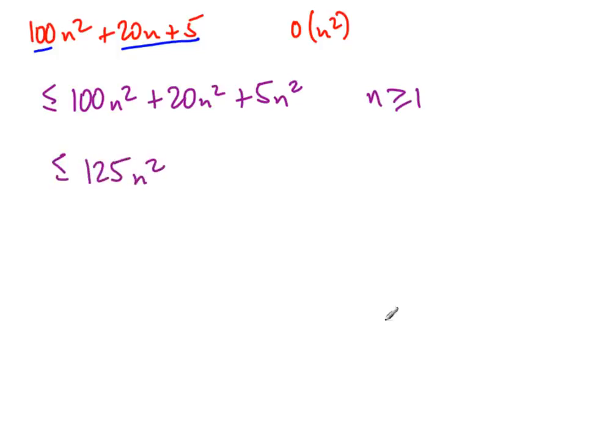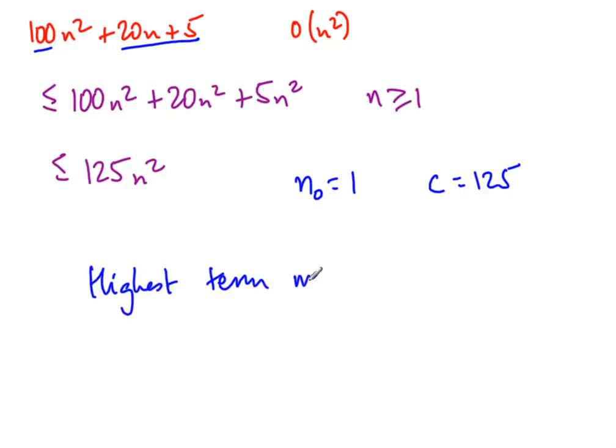Right? So what we have here is that n0 is 1 and c is 125, and now we have this thing is less than c times n squared, and so this is big O of n squared. So really only the highest term matters. Right? So if I have only up to n squared in f of n, then it is O of n squared. It doesn't matter whether it has 20n or 5 or anything smaller than n squared. If this is n squared, then it is big O of n squared.